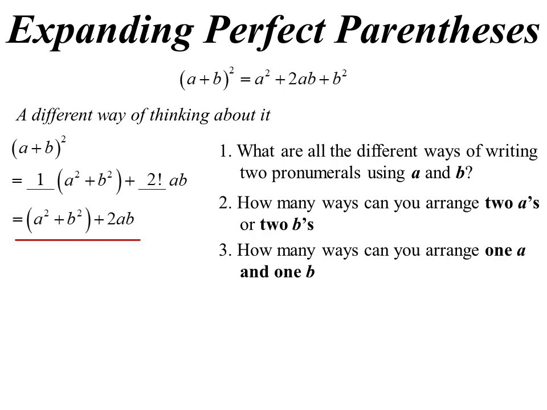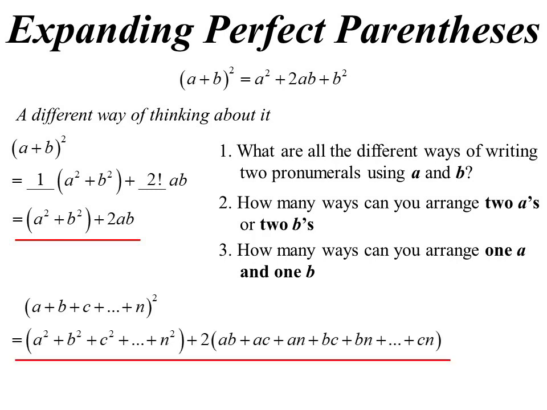But using that idea, it doesn't actually matter. I don't have to have a binomial, because I can use that same idea. a + b + c plus all the way up to whatever letter I like, I've just stopped at n, all the different ways I could do it. Well, again, I could have a squared, I could have b squared, I could have c squared, all the way up to n squared, but there'd only be one way of doing that, a times a. Or I could have a times b, or a times c, or a times n, or b times c, or all of those different ones. Well, there'd be two ways, or 2 factorial ways of arranging those two letters. So I could expand that whole thing out.